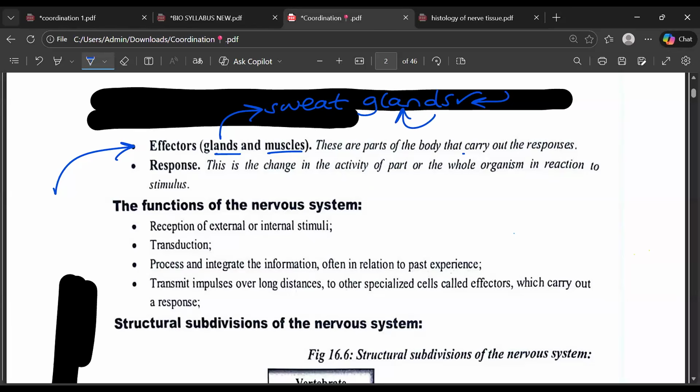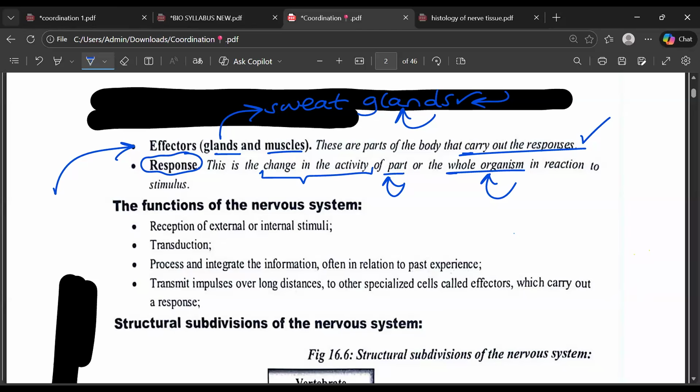And here they are saying those are the parts of the body that carry out, or you can say that perform the response. And what is the response? The response is what you do. Yeah. It can either be part or the whole organism. I talked of movement and locomotion. So you can move, you can locomote. But don't say movement and locomotion. Just say change in the activity. Because again, sweat glands producing sweat, is it really motion? It's not. It's just an activity of production of sweat. So just say change in the activity.